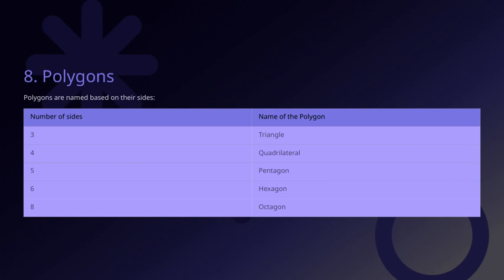And then there's the octagon, which has 8 sides. This one is well known because of stop signs. What's really important here is that the names of these polygons are directly related to how many sides they have. This pattern helps us identify and categorize these shapes easily. Throughout this presentation, understanding these names will help you describe and analyze various geometric shapes more confidently. Remember, the key point is that the name of a polygon is based on its number of sides, and this naming system is quite systematic and intuitive once you get the hang of it.